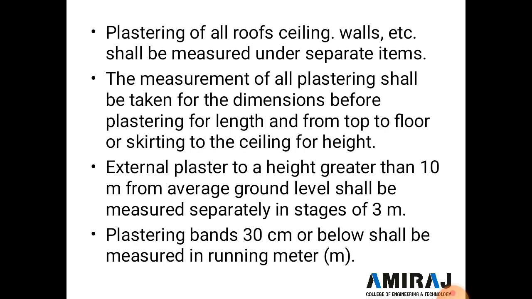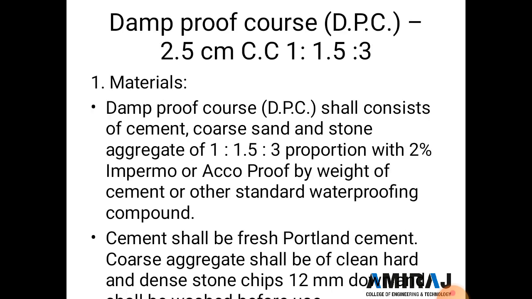So here, like strip plastering work, strip is always counted in running meters. Now the second detailed specification is for damp proof course, DPC, of 2.5 centimeter thickness, with cement concrete ratio of 1:1.5:3.